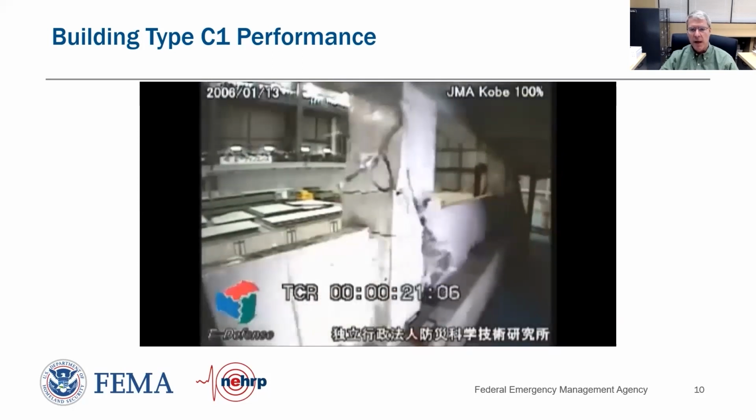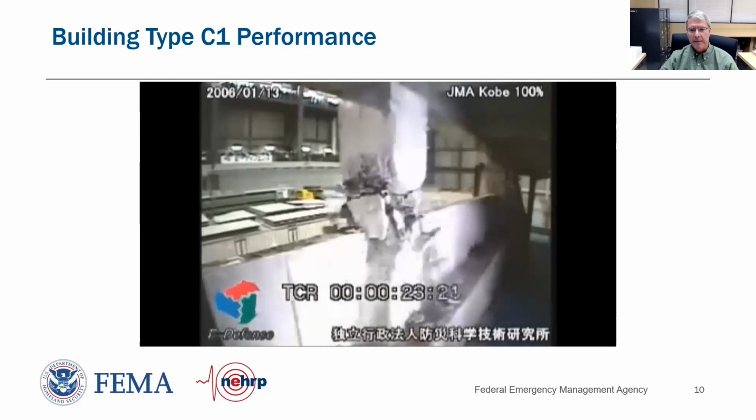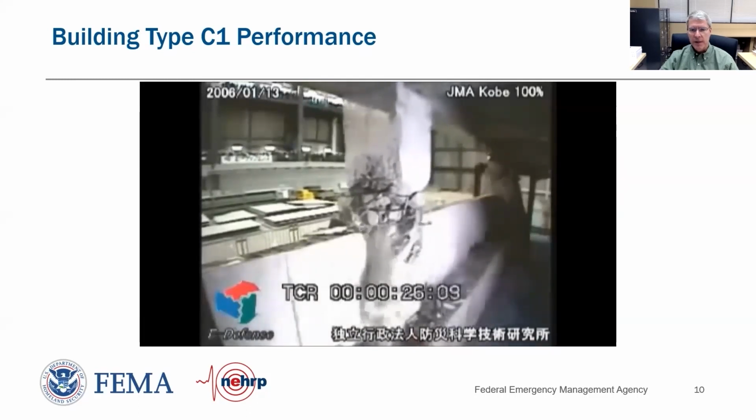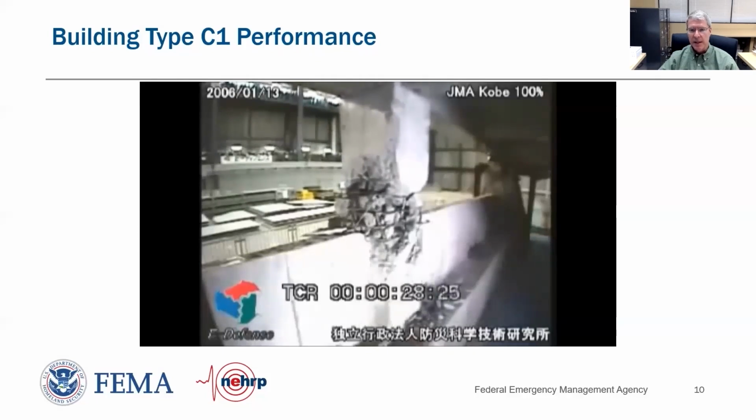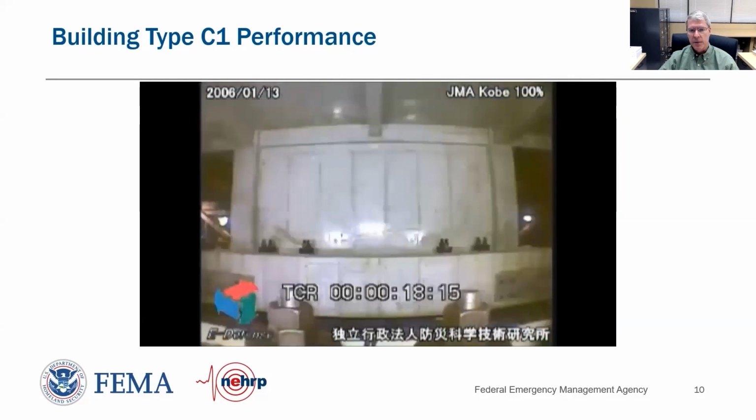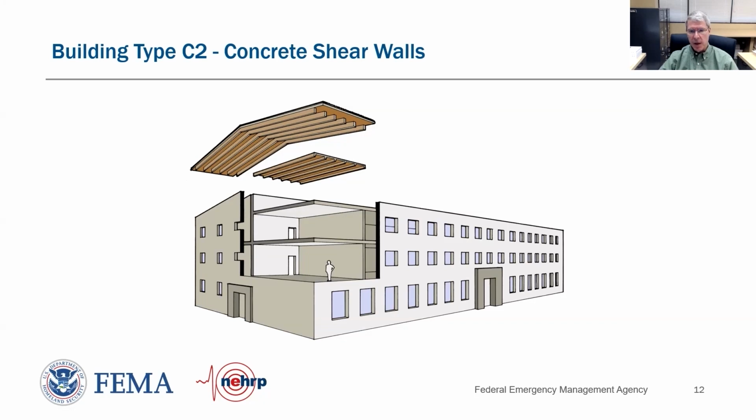So here's our first floor column. And you can see that the concrete between the reinforcing steel has kind of blown out. You can kind of see the building shortening or settling as a result of that. And here's our video of the concrete shear wall. Much, much better behavior, even though it's not reinforced for seismic design today. Performs much, much better. So building type C2, so concrete shear walls. So C1 is our moment frame, C2 is our concrete shear walls.